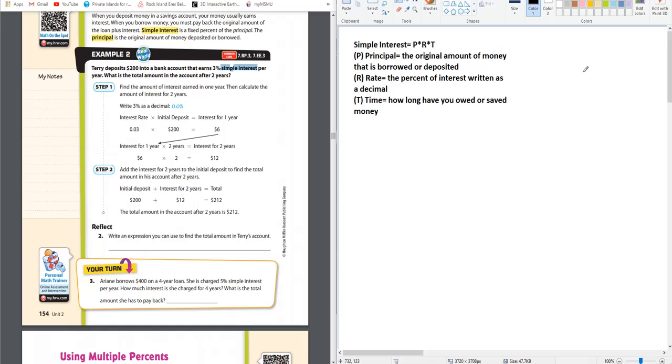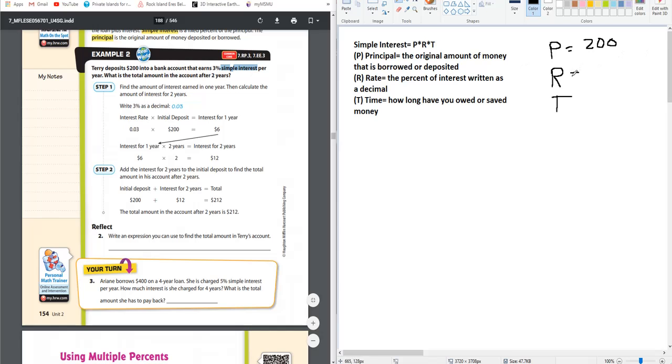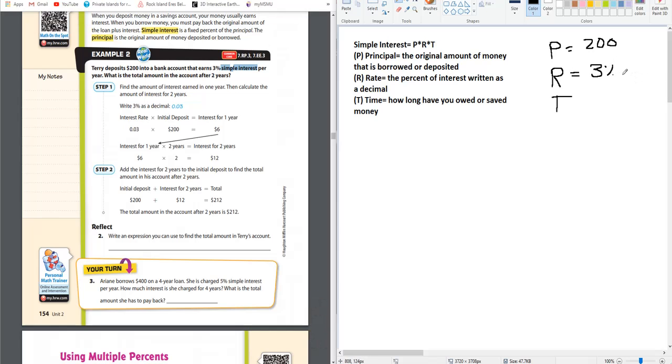So here, we need to figure out what's our principal, what is our rate, and what is our time. Well, how much did he deposit? He deposited $200. It was a 3% simple interest, which is the percent version. Remember, we want it in the decimal version. And for those of you who remember how to convert from a percent to a decimal, you just take your percent and you divide by 100. Now, when you divide by 100, that means you move the decimal place to the left. So you get 0.03.